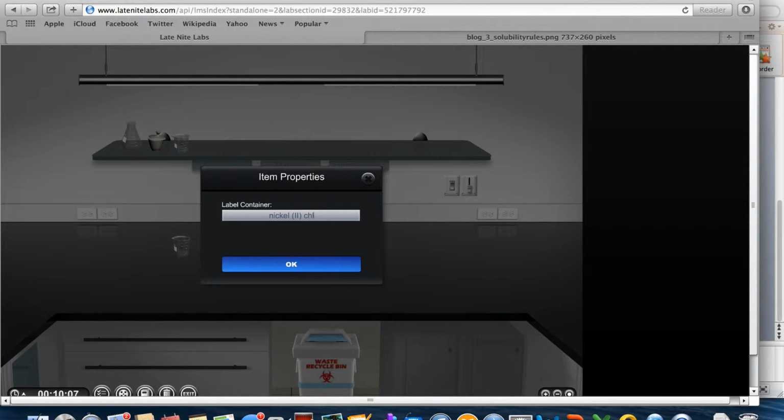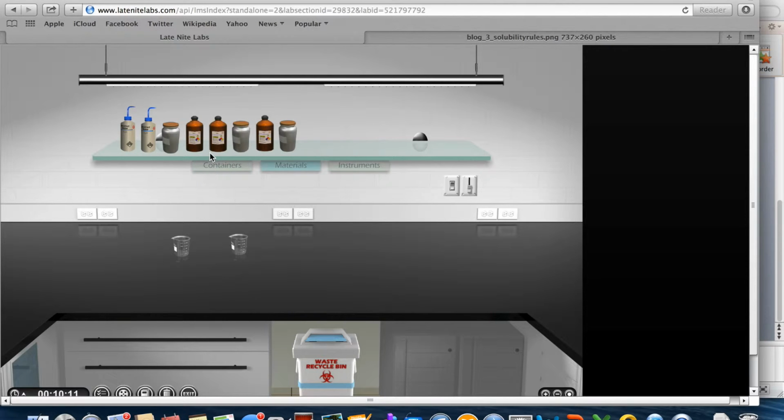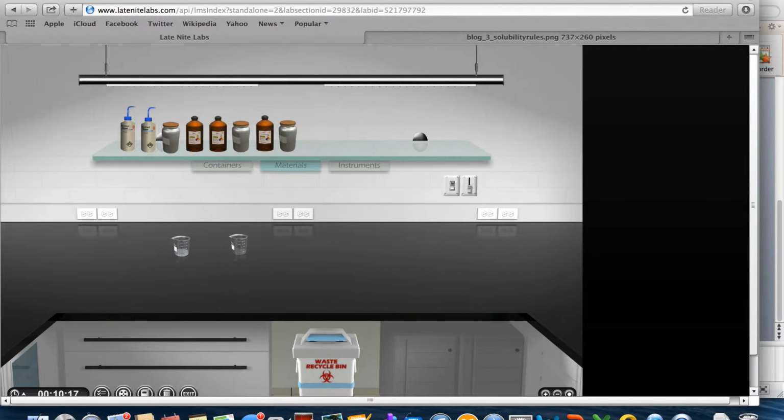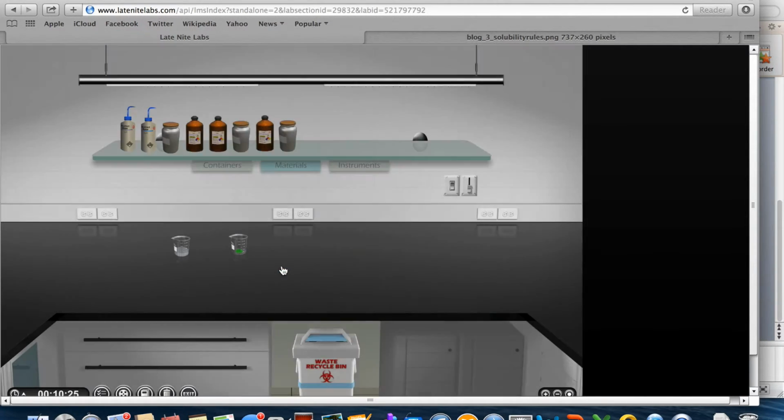Now, from the Materials tab, we obtain 1 molar sodium hydroxide and pour 15 milliliters into the beaker that we labeled as sodium hydroxide. And then pour 6 milliliters of 1 molar nickel 2 chloride into the beaker, respectively labeled. Note that both of these solutions have a concentration of 1 molar, which corresponds to the ratio of moles of solute to liters of solution.